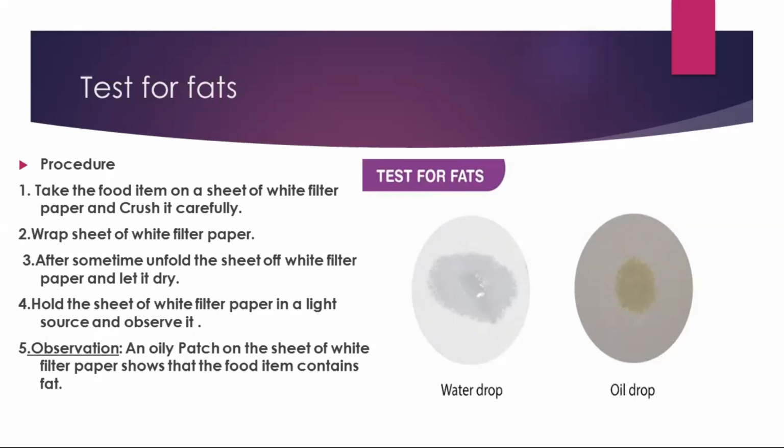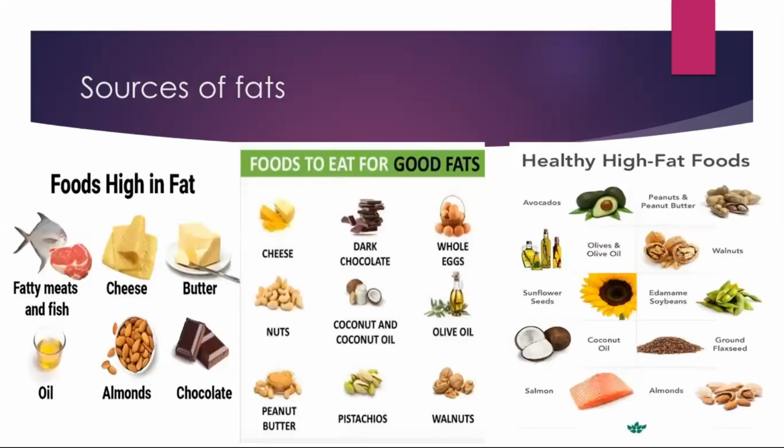You may take a food sample, for example groundnut. You can take the groundnut and crush it. After crushing it, the oil which is present in that groundnut will come onto the filter paper. The oil drop will spread on the filter paper. So it means that fats are present in that groundnut, that particular food sample. So this was the test for fats. I hope you understood this test. We'll move to the next slide.